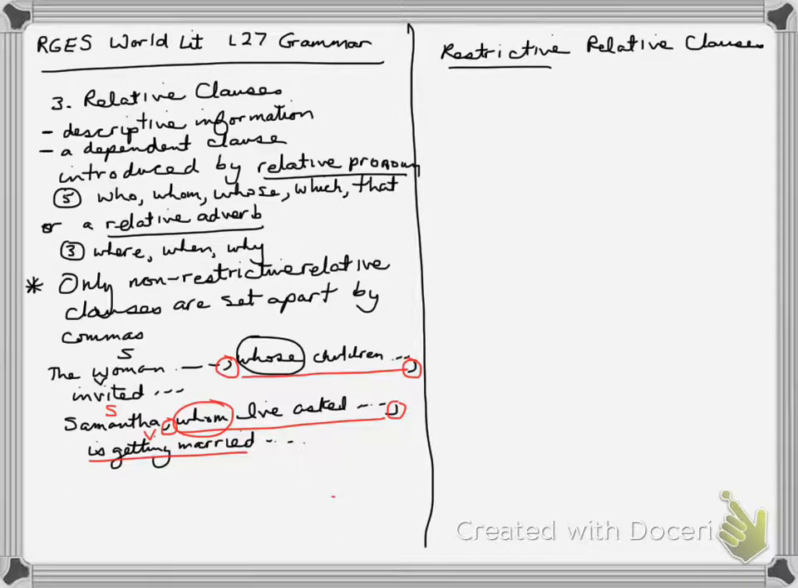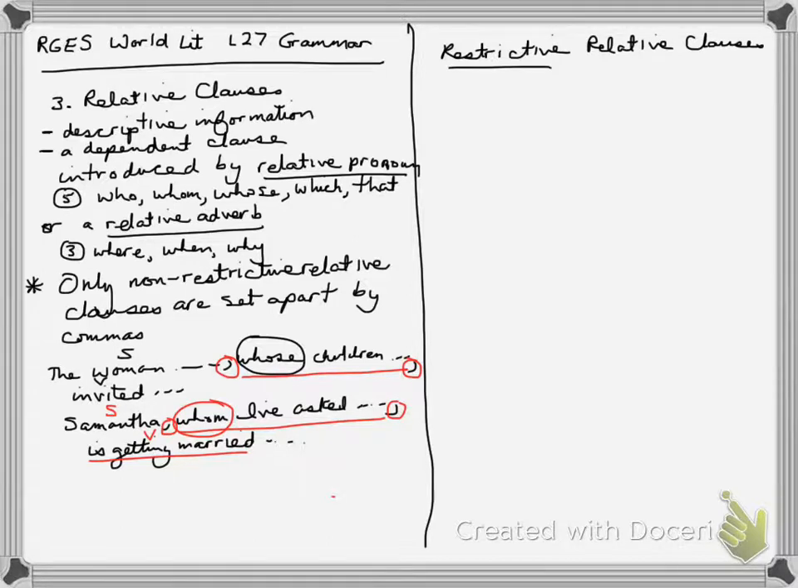The first example would be, I saw the guy who delivers my mail in town yesterday. If I just said I saw the guy in town yesterday, I wouldn't know who I was talking about. So this is actually an essential clause for me to understand the meaning. So guess what? No commas. I saw the guy who delivers my mail in town yesterday. No commas in that whole sentence.